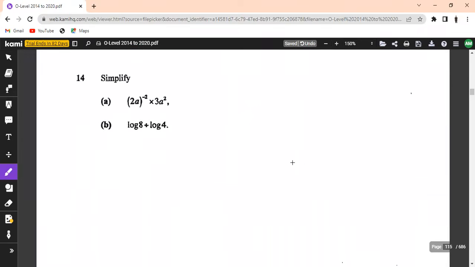Simplify on number 14, we are given 2a to the exponent of minus 2 times 3a to the exponent of 2. So this one, all we just need is to expand the brackets. We know that each and every term is going to be raised to the exponent of 2. It depends on how you want to apply it, but I'm just going to raise everything to the exponent of 2. So it's going to be 2 to the exponent of minus 2, and a to the exponent of minus 2, times 3a to the exponent of 2.